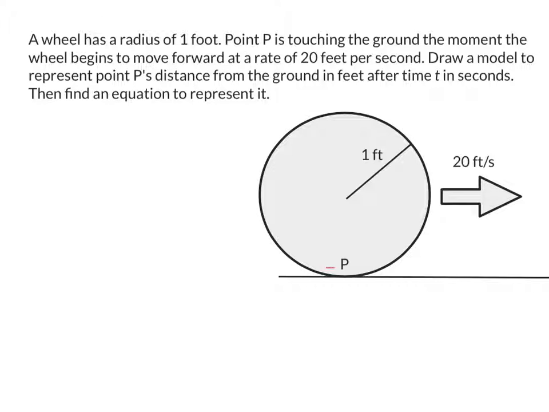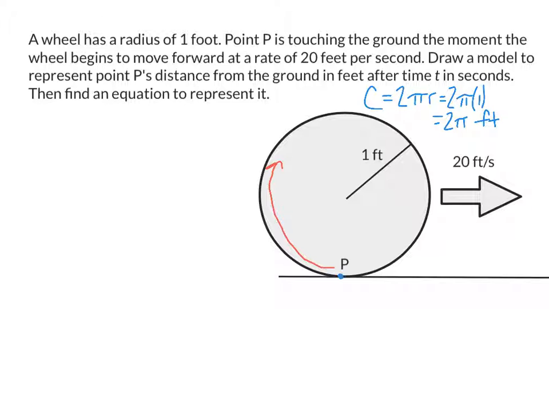So as it comes this way after t seconds, and then we're going to use that information to find an equation for this. So the things that we know, first of all, we can determine the circumference of this circle, or that is, how far is P traveling if it goes around the circle one time. So the circumference formula is 2 times pi times the radius, and the radius is 1, so 2 times pi times 1, or just 2 pi. And so that is in feet.